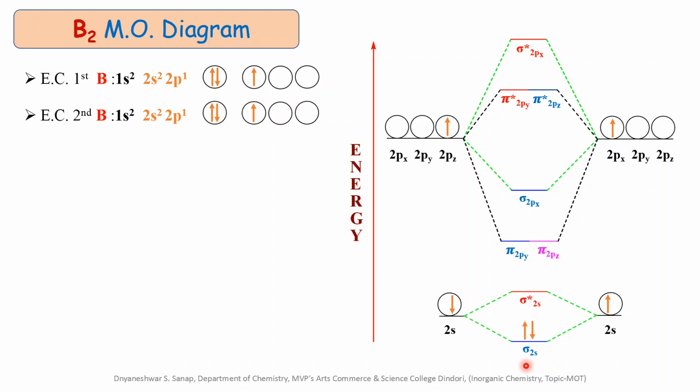Similarly, the second one goes there too. The sigma 2s molecular orbital has no tendency to accept a third electron, so the third electron by default goes to the higher energy sigma antibonding molecular orbital. Similarly, the fourth electron also goes to the sigma antibonding molecular orbital. The remaining 2 electrons in the 2p orbitals of both boron atoms are filled in the pi 2py and pi 2pz molecular orbitals respectively, according to Hund's rule of maximum multiplicity.